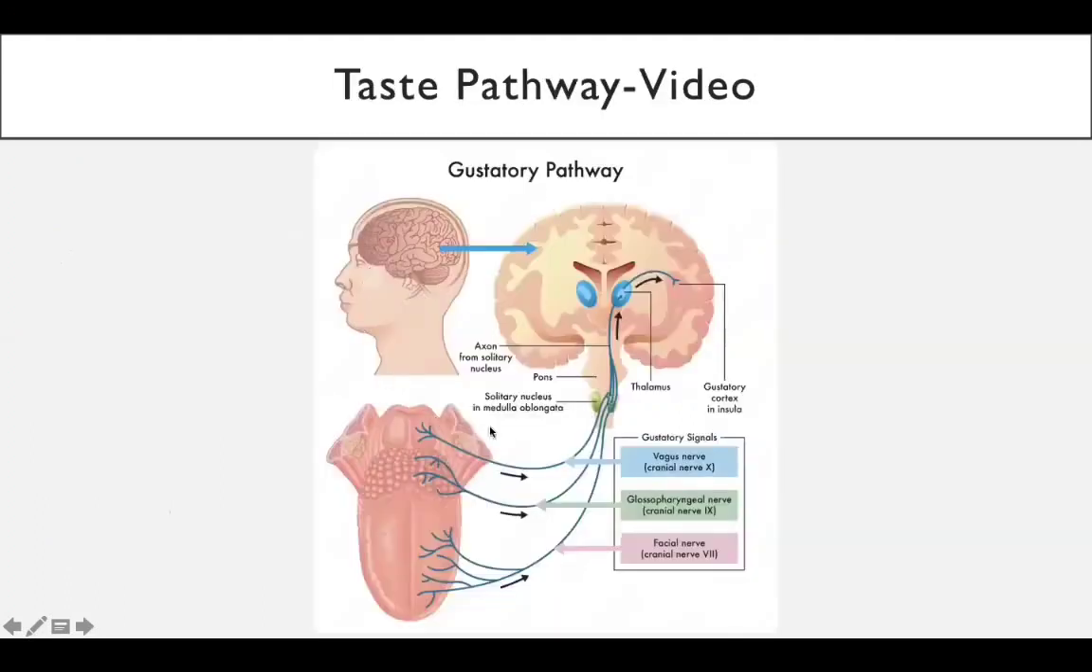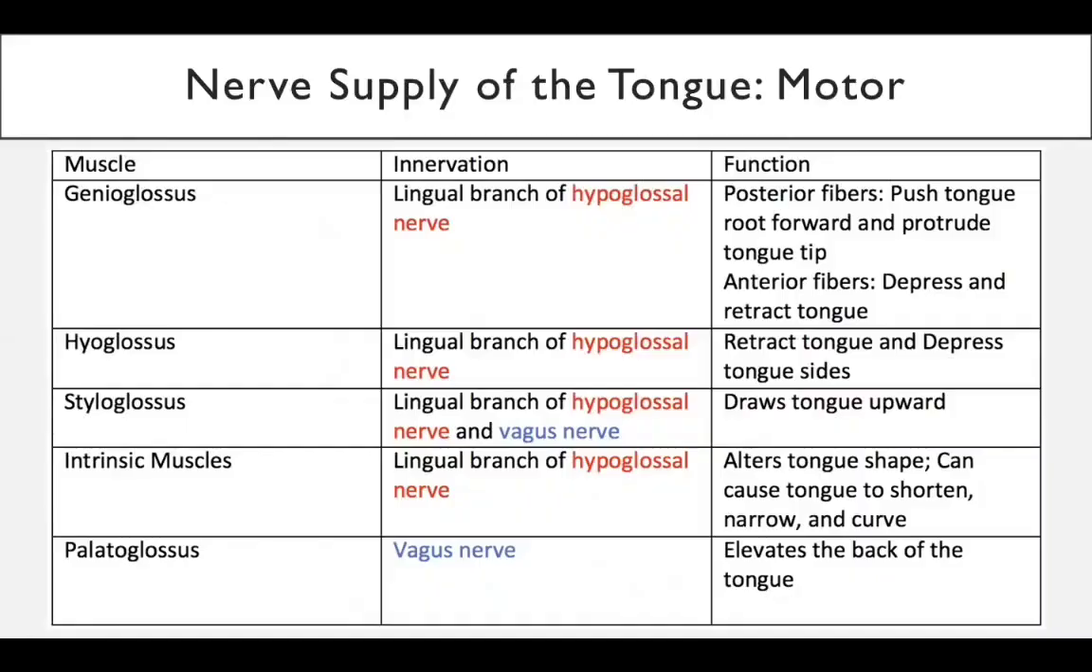This was the gustatory pathway. We saw the taste pathway. Here is the motor. For the motor, as you already know, these muscles are responsible for the movement of the tongue: genioglossus, hyoglossus, styloglossus, and palatoglossus. They are supplied by the hypoglossal nerve, except palatoglossus, which is supplied by the vagus nerve, and the intrinsic muscles are also supplied by the hypoglossal nerve.